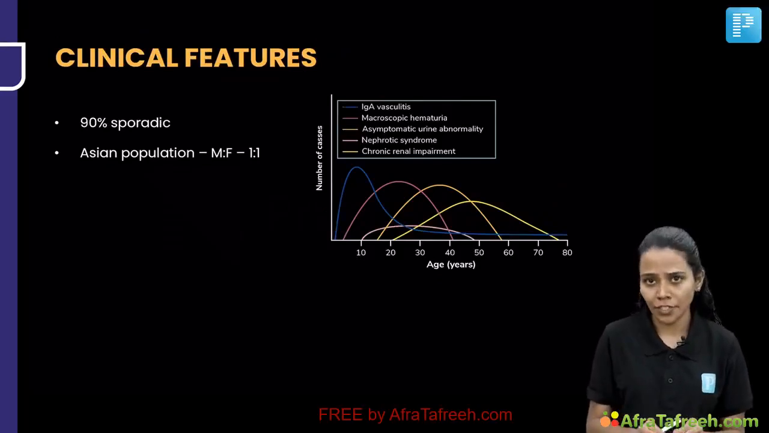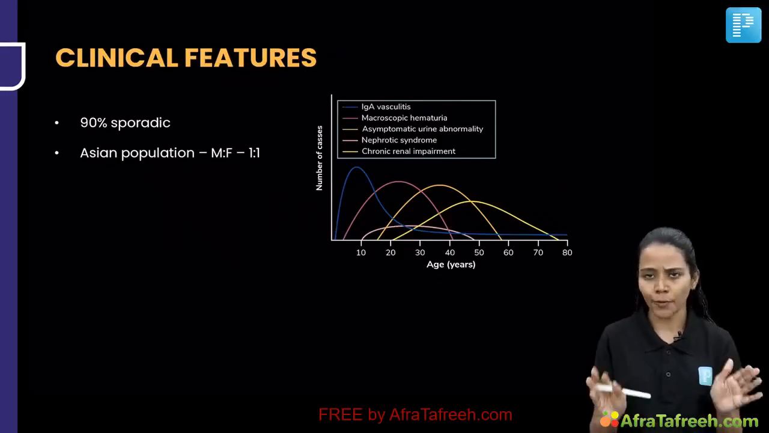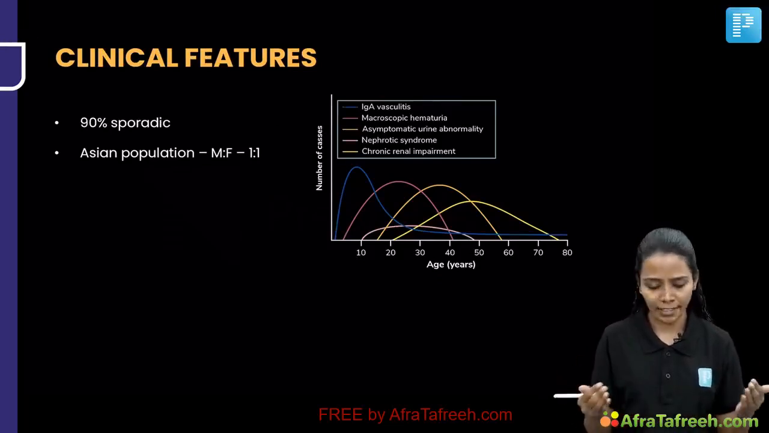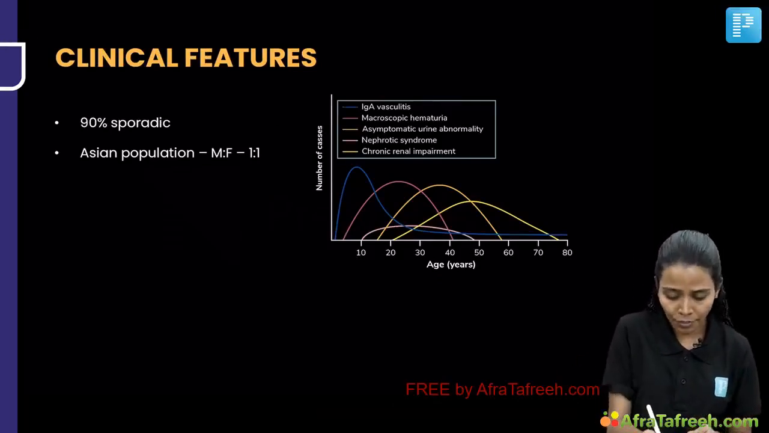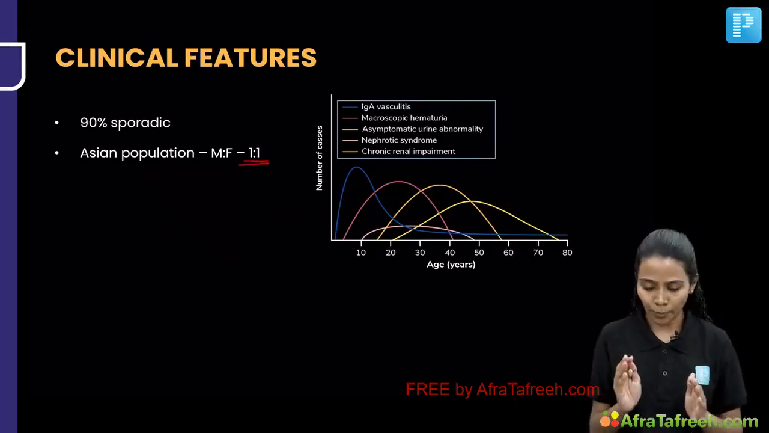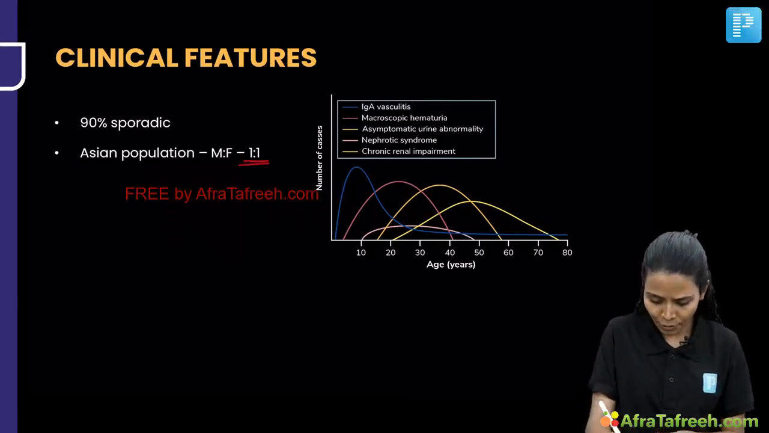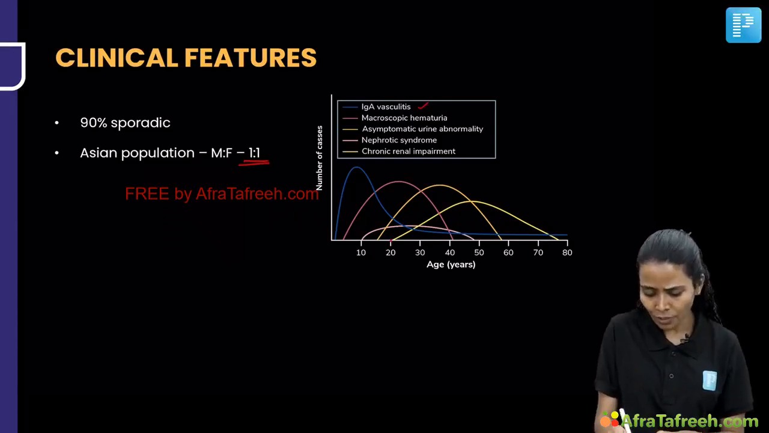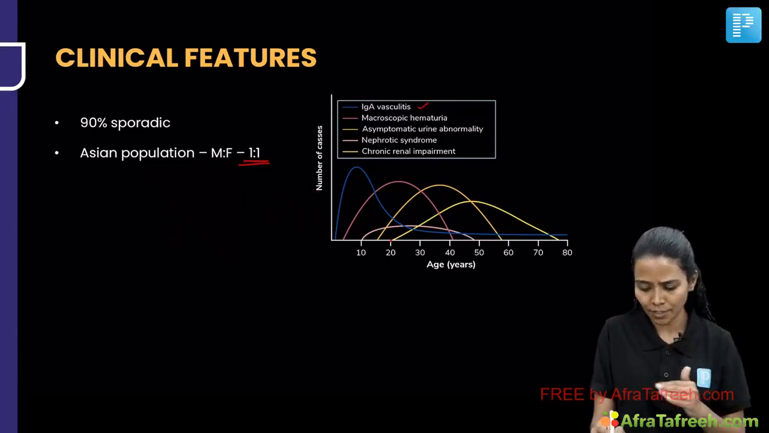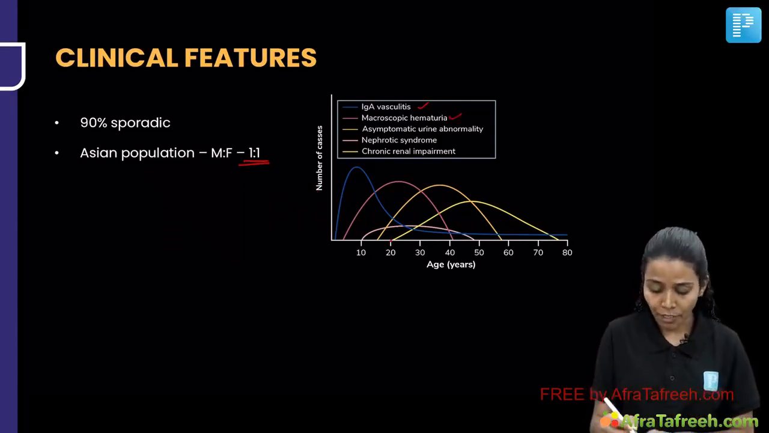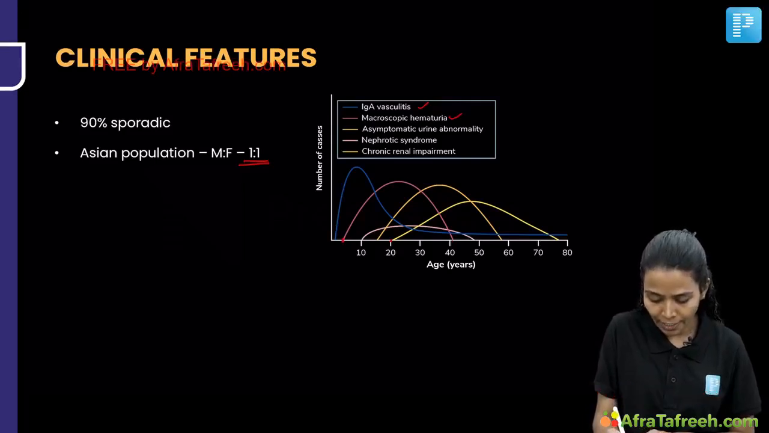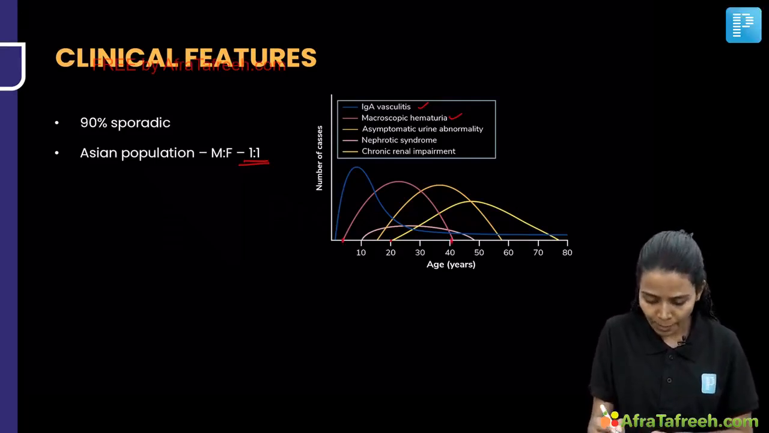Now, coming to the clinical features, 90% of these patients are sporadic. It's not like there is any familial inheritance seen. And in the Asian population, males and females have equal preponderance. Now, if you see the age at which it presents, one is IgA vasculitis, which I'll be coming to later. It's mostly seen in young children, maximum by 20 years of age. After that, the incidence reduces. Next is macroscopic hematuria, which might start at less than 10 years of age and ends by around 40 years of age. Asymptomatic urinary abnormality is what is most commonly seen.